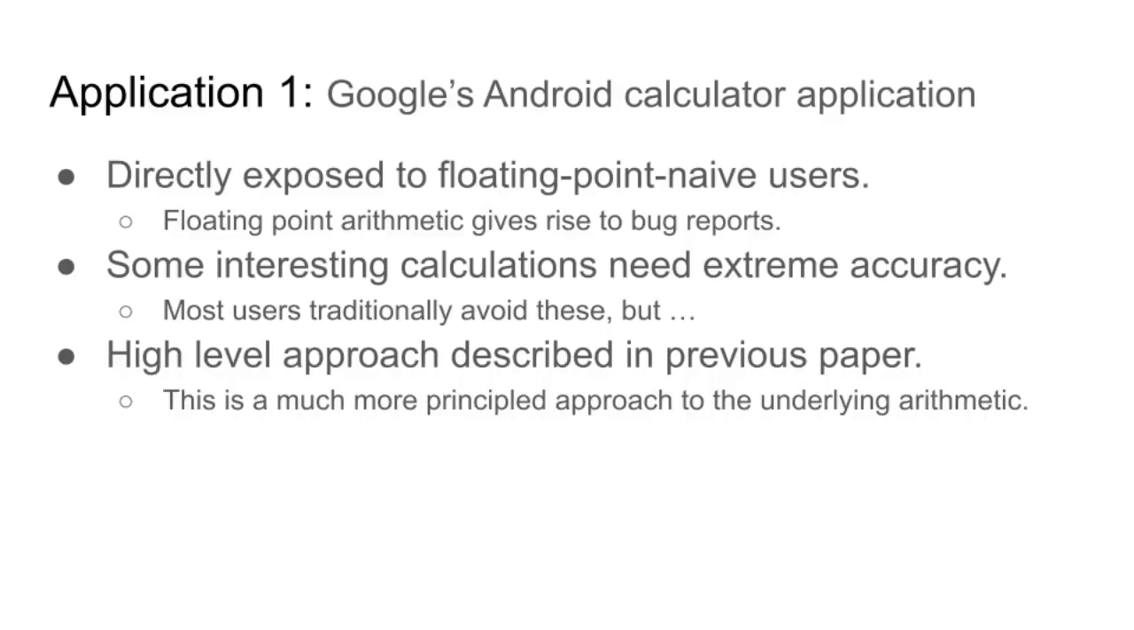The first application is Google's Android calculator app, which was actually described in a prior paper, motivating some of the user interface and general functionality considerations. Here we'll focus more on a principled way to implement the underlying arithmetic instead. This is exposed directly to floating point naive users, in fact almost exclusively so. It also has the interesting characteristic that there are some calculations that people customarily avoid, but that you would like to be able to do on a calculator to extreme accuracy.